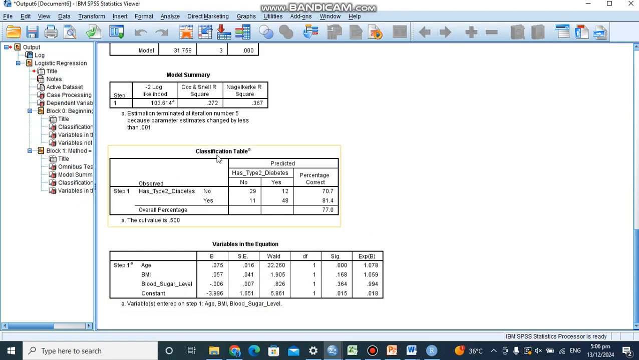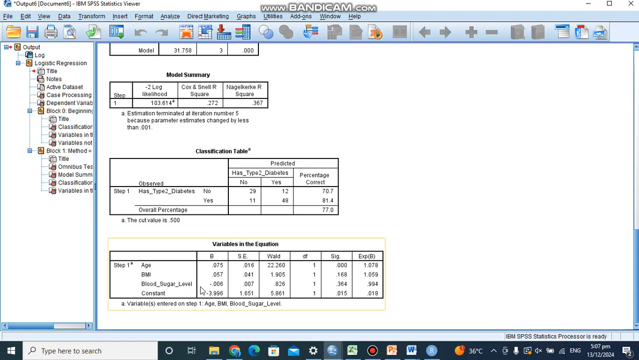From the classification table, we have the number of those who have type 2 diabetes, given the predictors. For those who don't have it, we are having about 70.7%, while those who have it is about 81.4%, and the overall percentage for the model is 77.0. So let's have a quick interpretation under the variables in the equation.